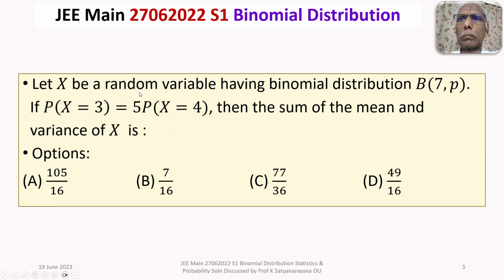We have a random variable X and it follows the binomial distribution given by B(7, p). And if the probability of X equal to 3 is equal to 5 times the probability of X equal to 4, then we are required to find the sum of the mean and variance of this random variable X.